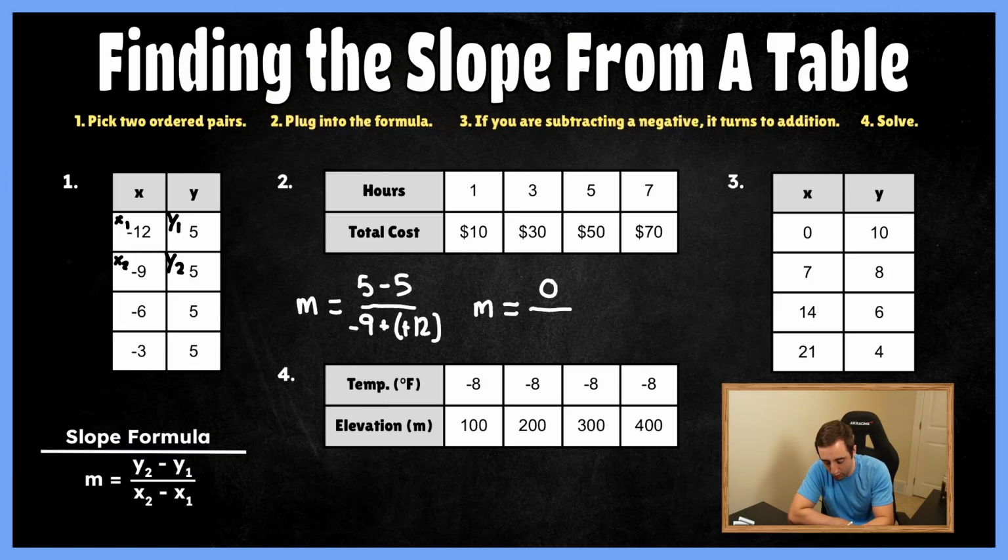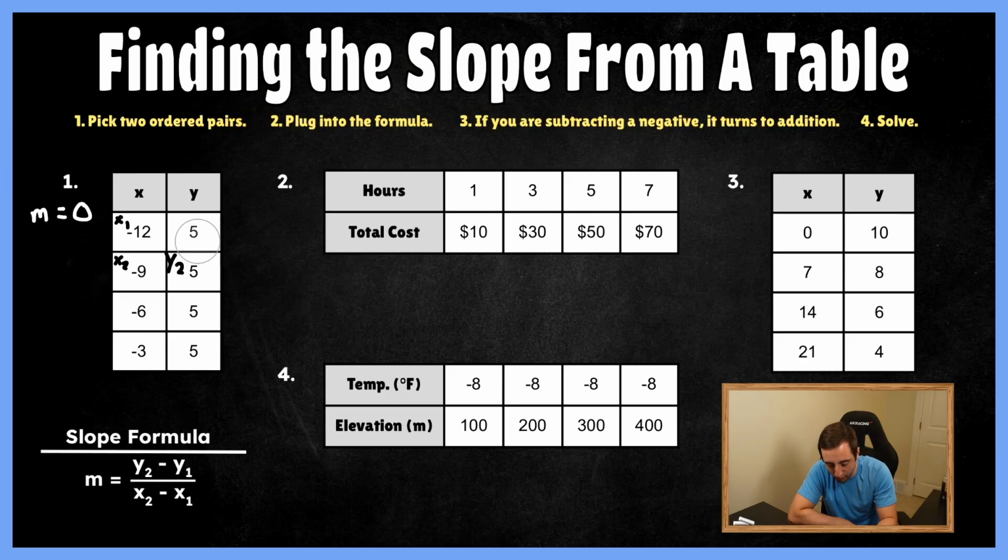Negative 9 plus 12 is going to give us a positive 3, while 0 divided by 3 is going to give us a final answer of a slope of 0. So if you were to graph that on a coordinate plane, there is no steepness to this line at all. It's going to be a completely horizontal line from left to right. I want to make sure you saw an example like that, because sometimes you get zero slope, sometimes it's positive, negative, or even undefined, which you'll see in a little bit. So that's the first method that you could utilize, which is slope formula.